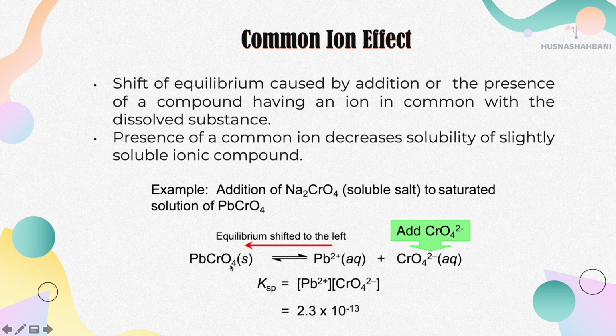Na2CrO4 to PbCrO4, it means the concentration of CrO4 2- increases. If the concentration of CrO4 2- increases, the equilibrium shifts to the left to reach equilibrium again. To achieve dynamic equilibrium, the equilibrium position shifts to the left. So this is the KSP value given, 2.3 times 10 to the power of negative 13. When you add a compound that has a common ion, it will shift the equilibrium. That is the common ion effect.